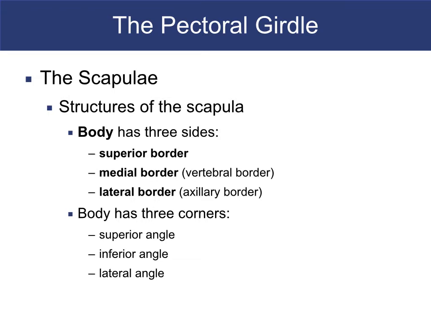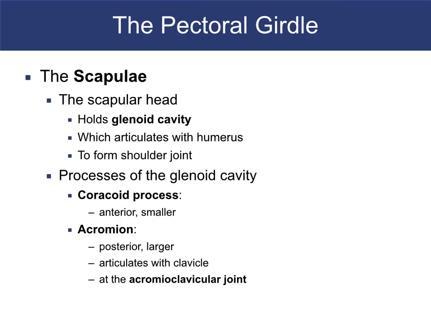3 corners: superior angle, inferior angle, and lateral angle. I just don't think I'll be asking you those things, but they make so much sense, it's easy to at least mention them. The scapular head is really this thing here, which contains the glenoid cavity. The glenoid cavity is what articulates with the humerus, which is your arm bone, and it forms the shoulder joint. So the main shoulder joint is right in there.